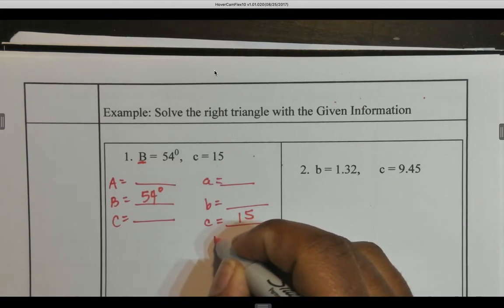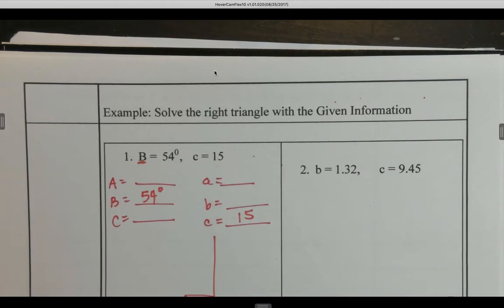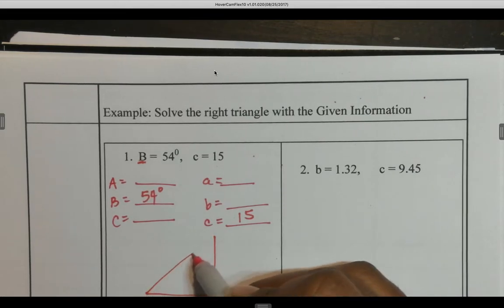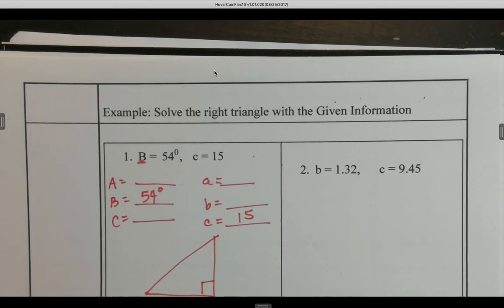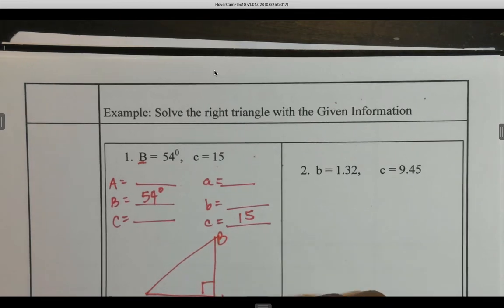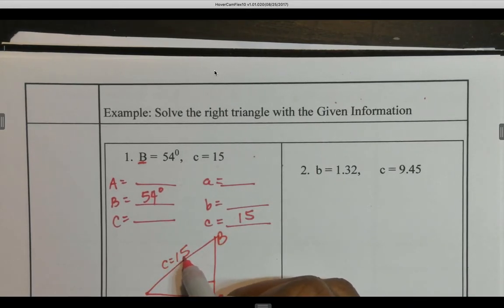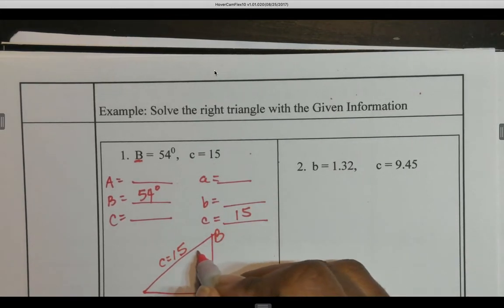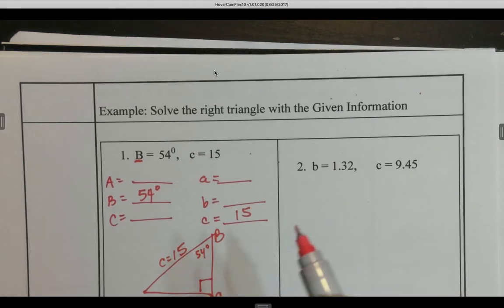Okay, and I know this is a right triangle. We're solving the right triangle, so I'm just going to put in the information that I have. Here's A, B, and C. Side C is 15. Angle B is 54. We don't know side B. We don't know side A. And we don't know angle A.